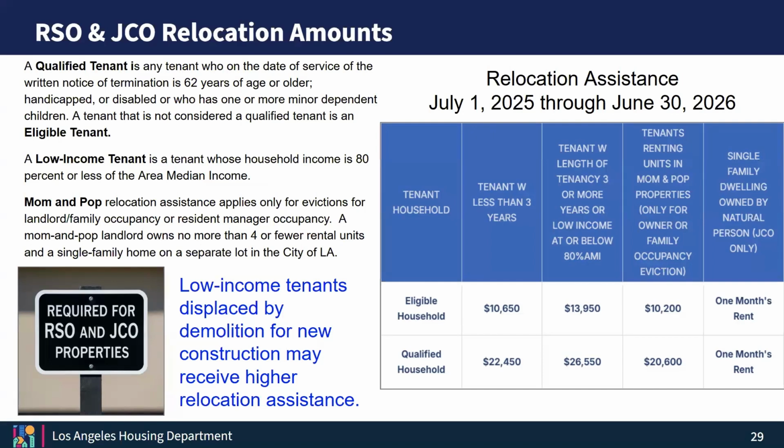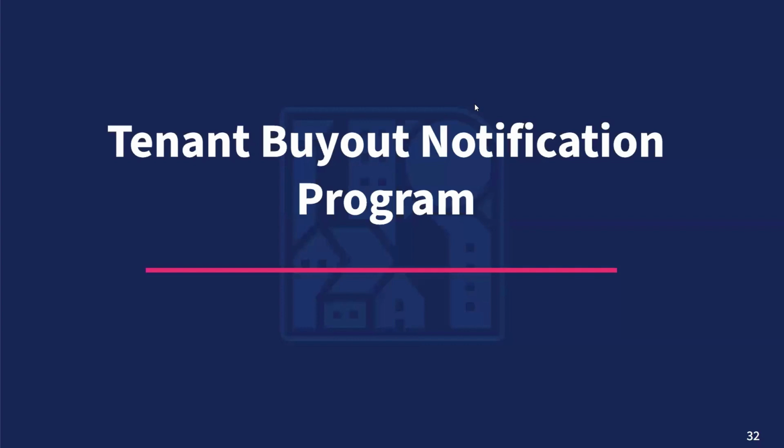Tenants renting units in a mom and pop property, only for owner family occupancy eviction, $10,200 for eligible, $20,600 for qualified. And for a single family dwelling owned by a natural person, and this is JCO only, 1 month's rent for eligible, 1 month's rent for qualified. Next slide.